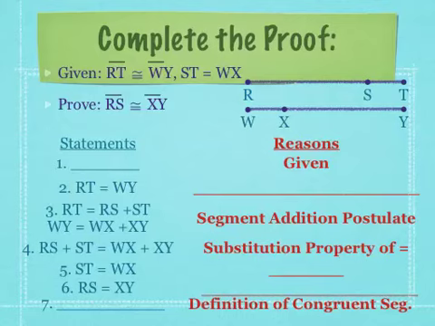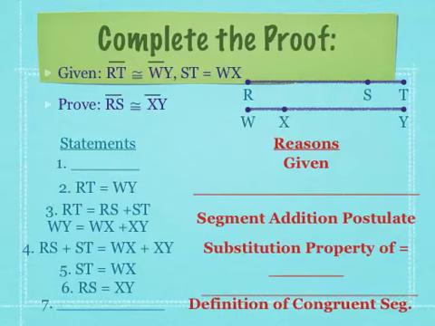Be careful though, when you are filling in the blanks, completing the proof. If you look at statement 5 here, it says that ST equals WX. Well, one of the things that you're given is that ST equals WX. So we're not quite there yet, but number 5's reason would still be given even though it's not the first statement. When you are writing a proof from scratch, I want you to put your givens in the beginning. But when you are filling in the blanks, be careful, because they do not put all of their givens in the beginning every time.